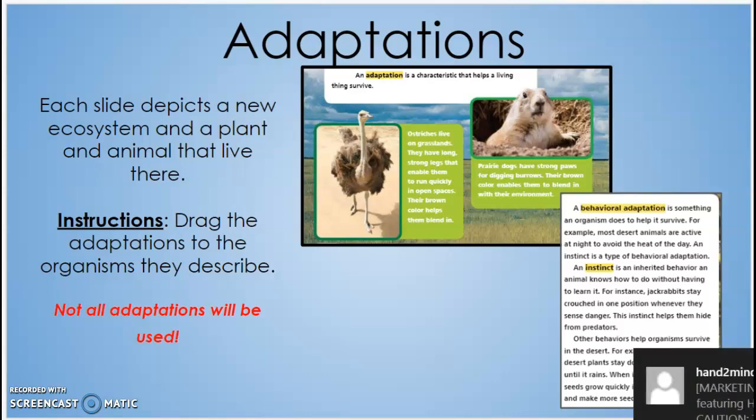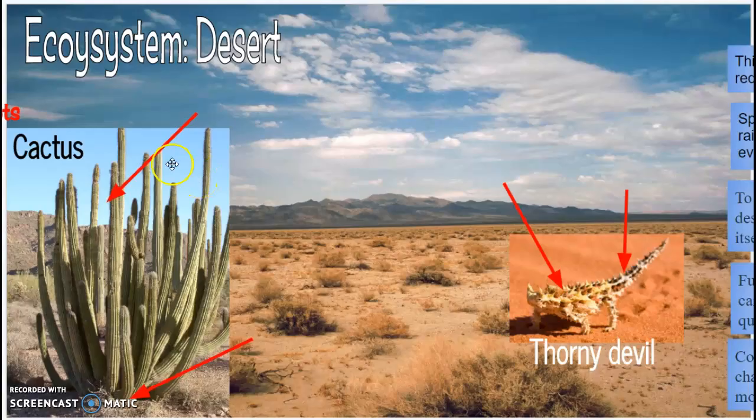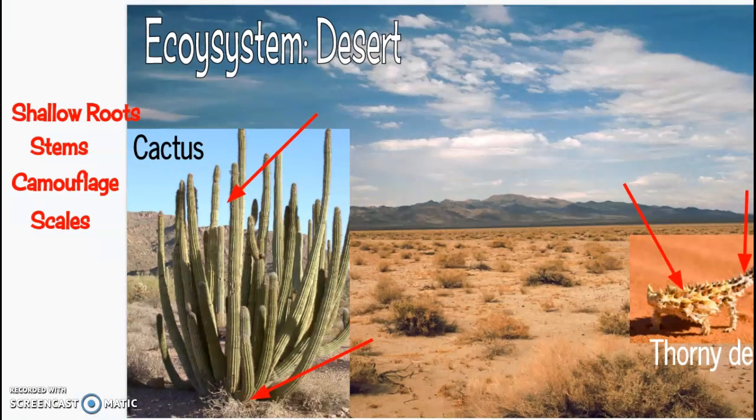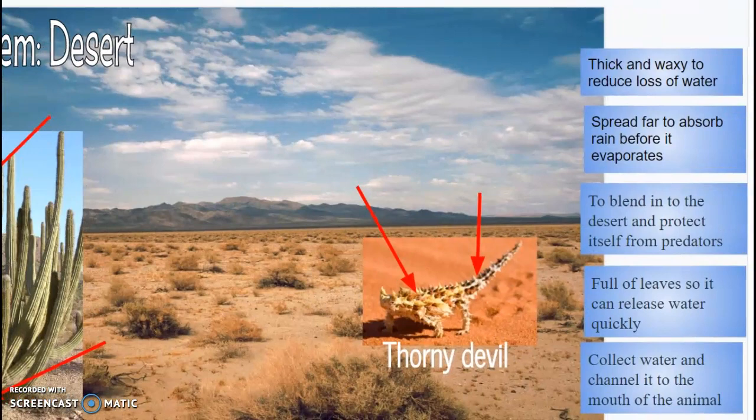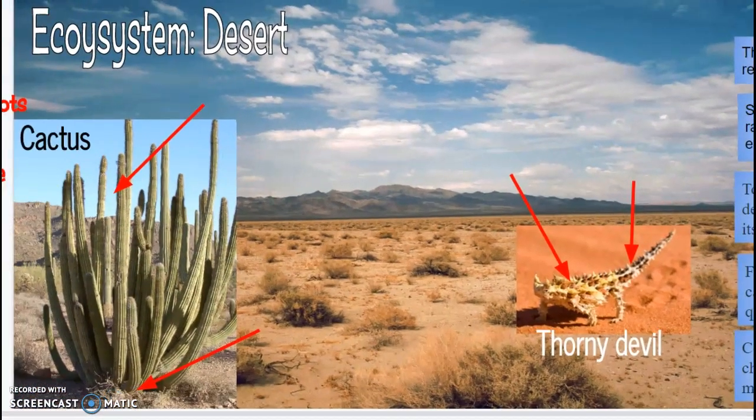So each slide, sorry guys, each slide depicts a new ecosystem and a plant and animal that live there. Instructions: you're going to drag the adaptations to the organism they describe. Remember, not all adaptations will be used. So let's look at this first one. There are 4 different adaptations: shallow roots, stems, camouflage, and scales. If you look over here, there are 5 different things. That means one of those will not be used.